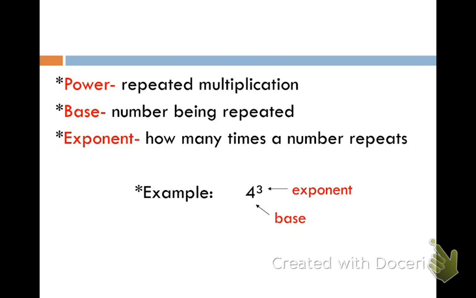So I've got an example right here for you. This right here says 4 to the third power. Does anybody think they might know what that means? Multiply 4 times itself 3 times. That is correct. So what this basically means is 4 times 4 times 4, okay?